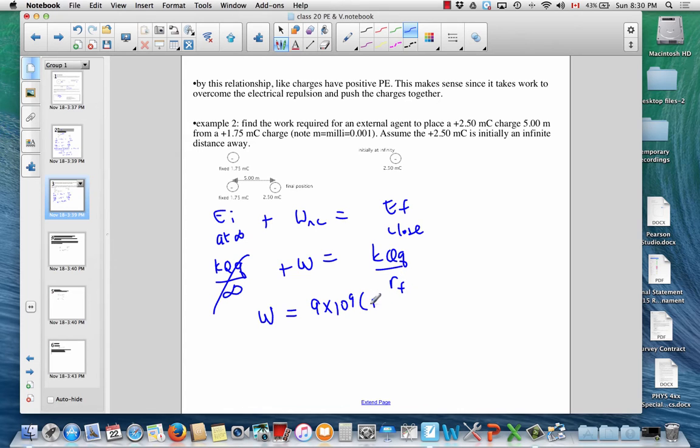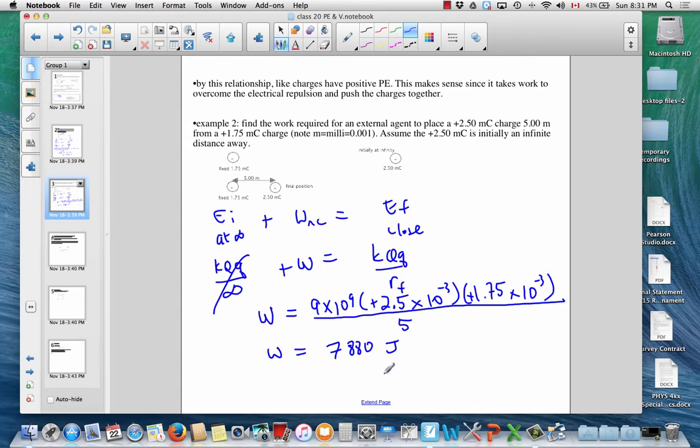Since these are like charges, and I'll point out that they're millicoulombs, which is 10 to the power minus 3, since they are like charges, be they like positive or like negative, the potential energy will be a positive number, simply because negative times negative is also positive. So with a final separation distance of 5 meters, we find that our final potential energy and the work done was 7880 joules.